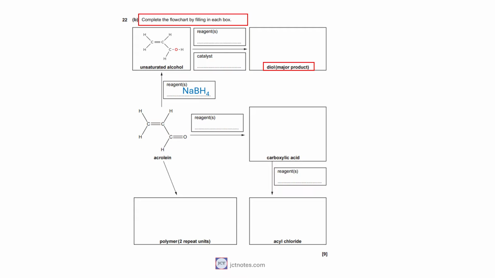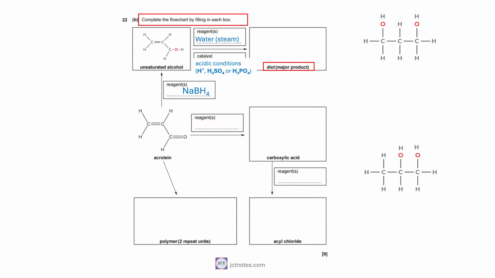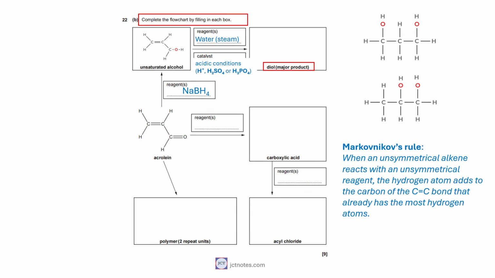To form the diol, the alkene group in prop-2-en-1-ol undergoes hydration. This is achieved using steam as reagent and acidic conditions as catalyst, where you can write hydrogen ion, sulfuric acid or phosphoric acid. We have two possible products, propane-1,3-diol and propane-1,2-diol. To find the major product, we use Markovnikov's rule. When an unsymmetrical alkene reacts with an unsymmetrical reagent, the hydrogen atom adds to the carbon of the carbon-carbon double bond that already has the most hydrogen atoms. In this case, it is propane-1,2-diol.